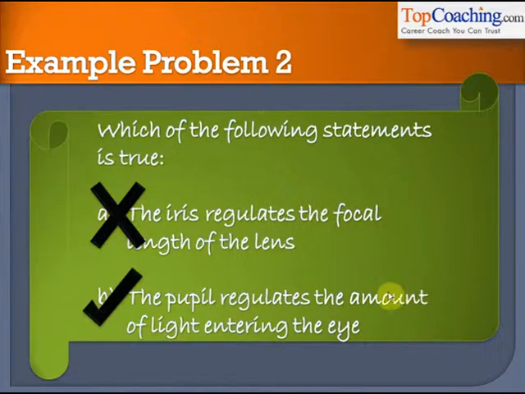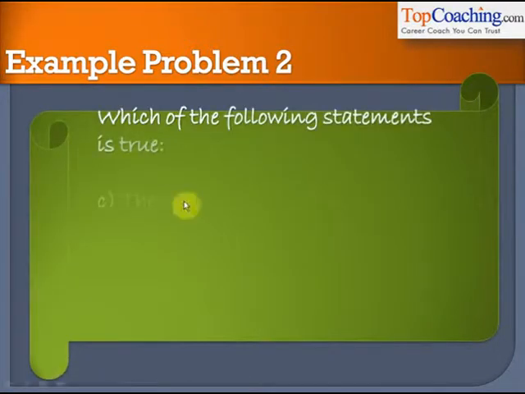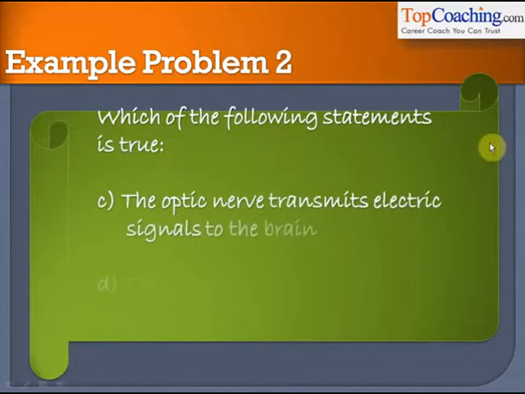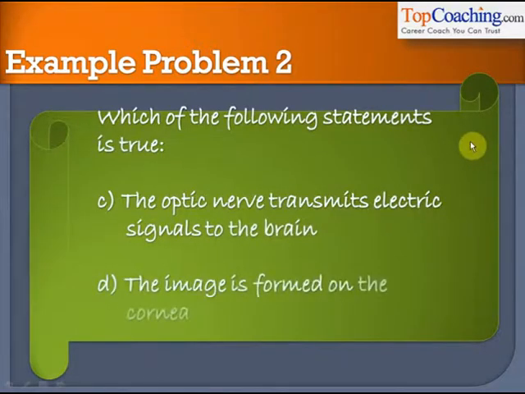The pupil regulates the amount of light entering the eye. This option is correct. Clearly, it is the pupil that regulates the amount of light entering the eye. The third option said the optic nerve transmits electric signals to the brain. This option is correct. The light sensitive portion of the retina generates electric signals which are transmitted to the brain by the optic nerve. So this option is correct.